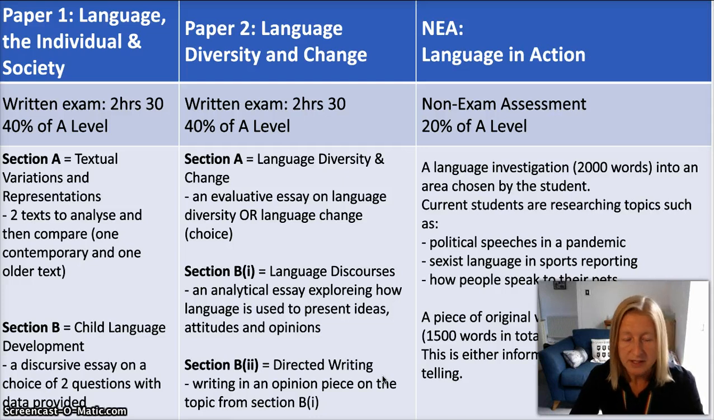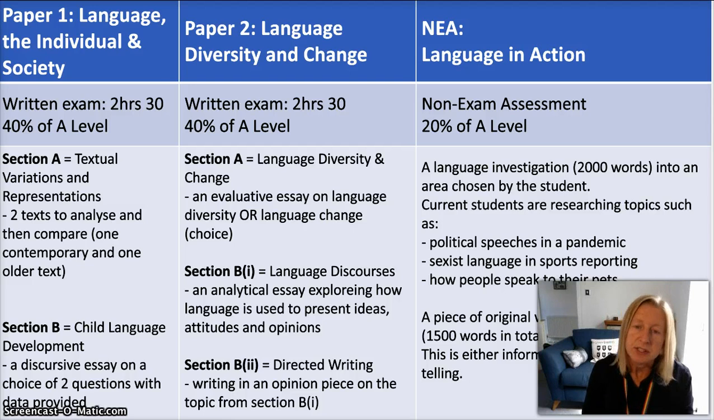So one text is a contemporary text and one text is an older text. In the second section of the first paper is where we tackle our child language development topic, which we don't actually start studying until Year 13, but that does come through in that first paper. So we study how children progress in terms of literacy, in terms of speaking, in terms of writing, and in terms of reading. So then we look at different attitudes and suggestions and theories about that, and then you get to choose out of 2 questions to answer on that topic.